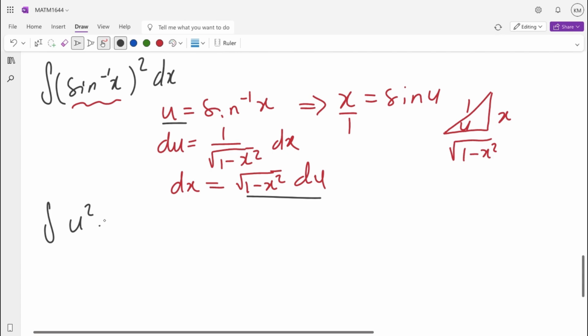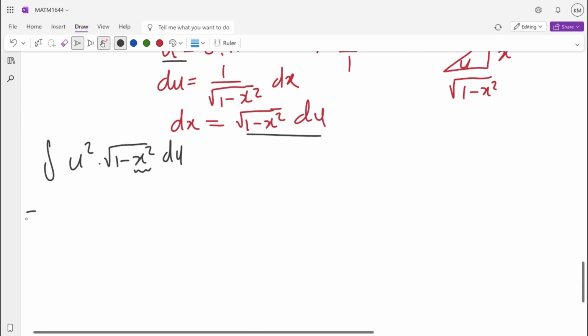So we're going to have times the square root of 1 minus x squared du. But now, at this stage, we are trying to work with the integral of the variable u, and we have a problem. The variable x is still there. How can we get rid of that x? Remember, we know that x is basically equal to sine u. So we can plug it in there, sine u.